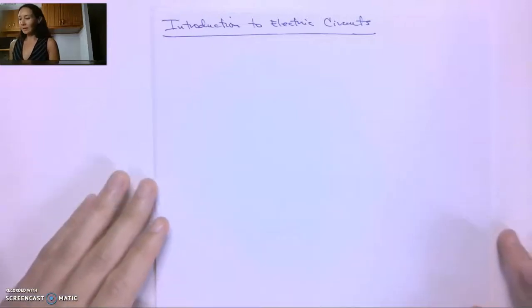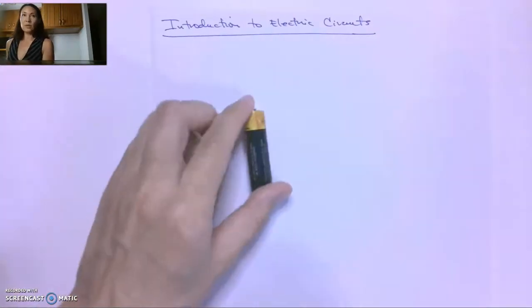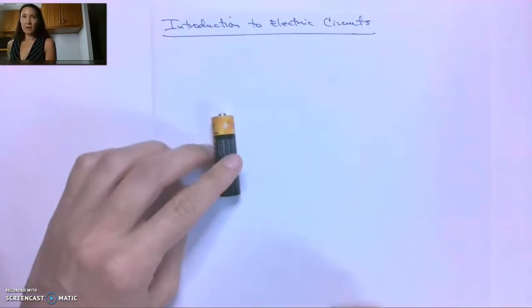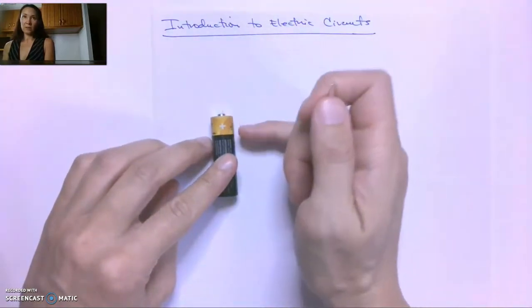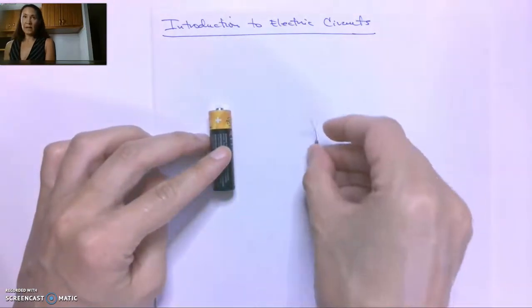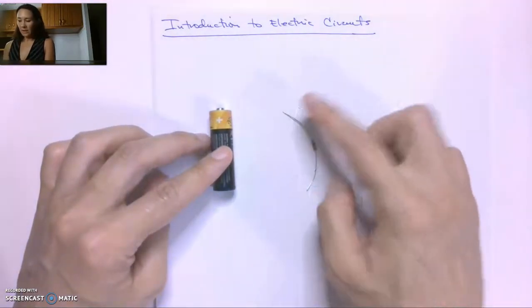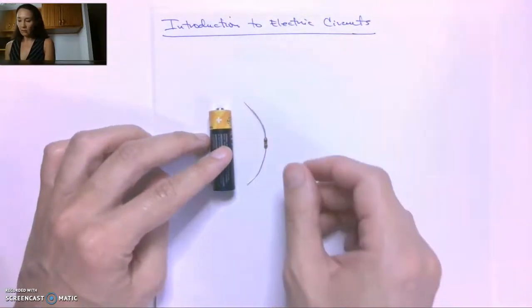Hi students, let's talk about a basic resistive circuit now that we've introduced current and voltage and resistance. So suppose we had a battery. You guys know that the positive nub up here indicates the positive side and the flat end is the negative side. So suppose we had a resistor and we just connected one end to the positive side and one end to the negative side of our battery.